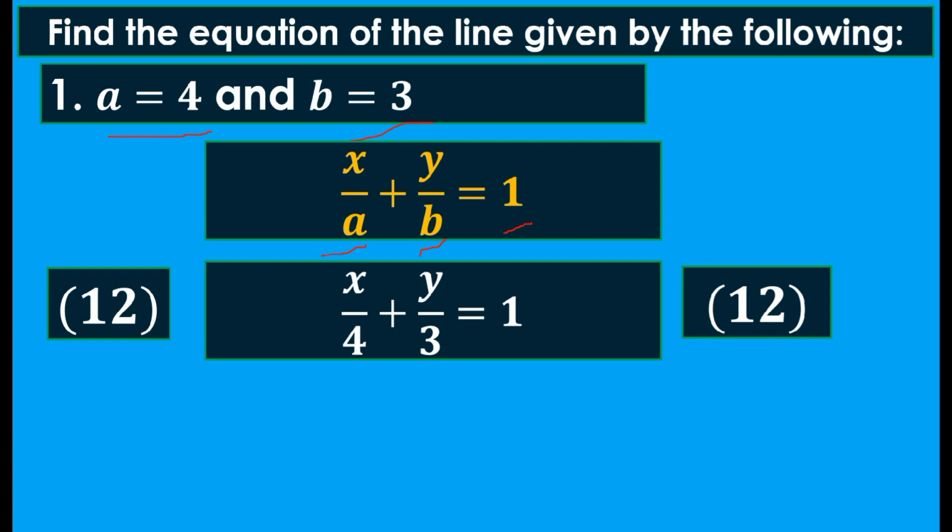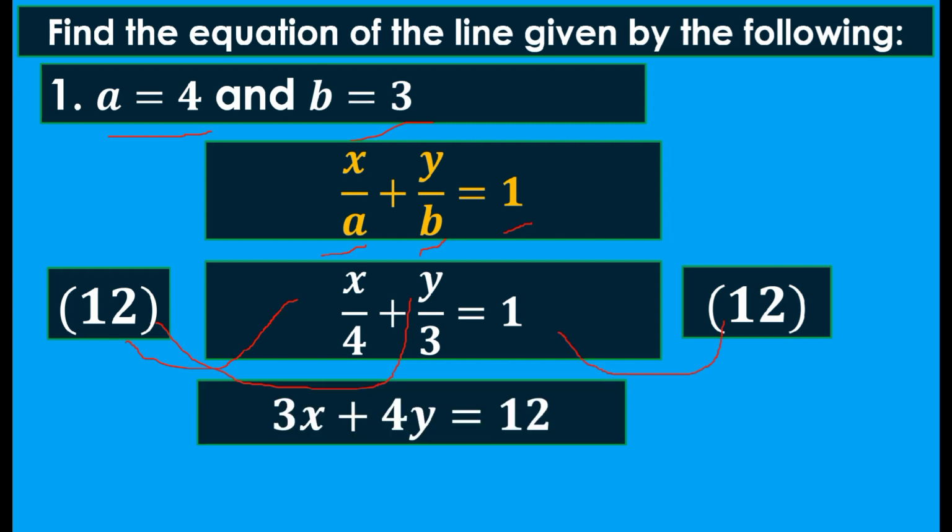Okay? So, multiply both sides by 12. So, we have 12 times x over 4, then 12 times y over 3, then 12 times 1. So, 12 divided by 4 is 3. Kaya 3x. 12 divided by 3 is 4. Kaya 4y. Then 12 times 1 is 12. So it's already in that form, in the standard form.